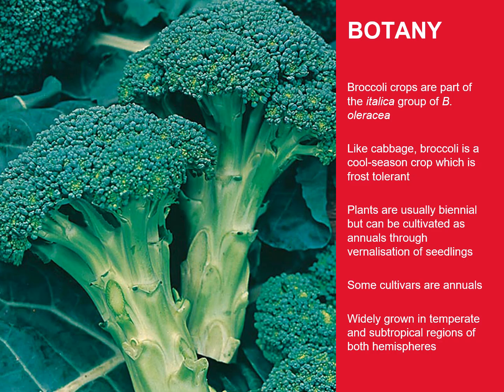So I'll go through the characteristics of broccoli as a crop. Broccoli is part of the Italica group of Brassicales. Like cabbage, broccoli is a cool season crop which is generally quite frost tolerant. Plants are usually biennial, but they can also be cultivated as annuals through vernalization of seedlings, and I'll talk about that a little bit more in a bit. Some cultivars which can be grown in warmer regions are annuals and have a lower vernalization requirement. They're widely grown in temperate and subtropical regions of both hemispheres.